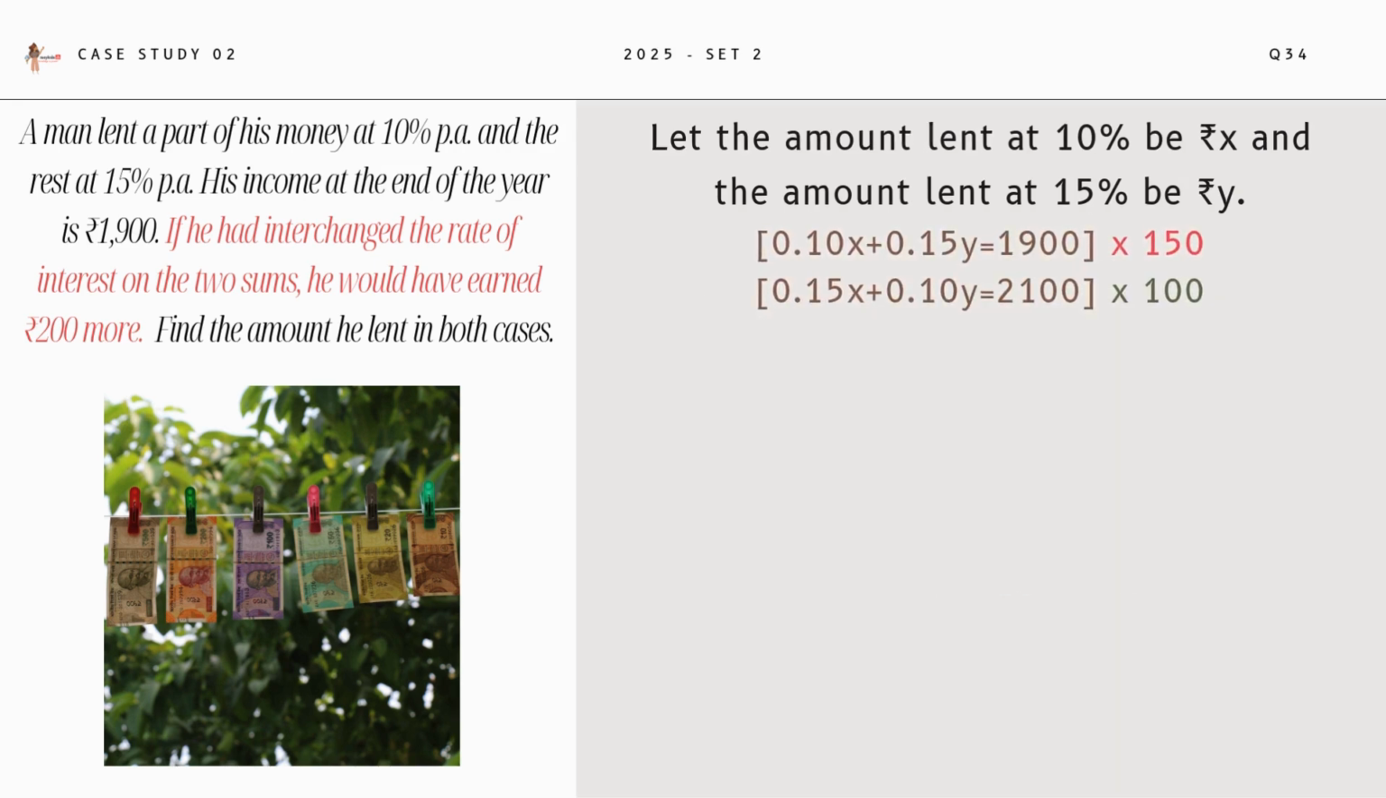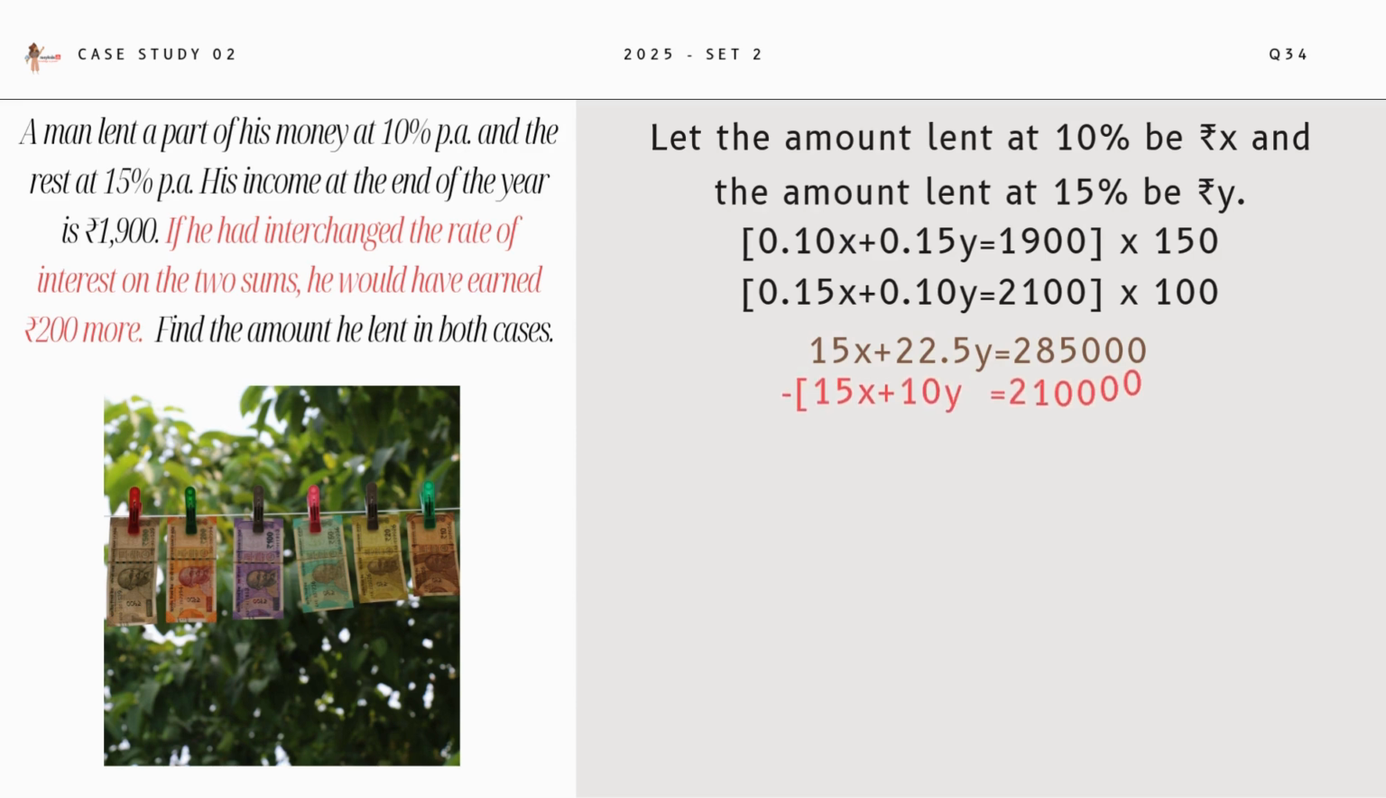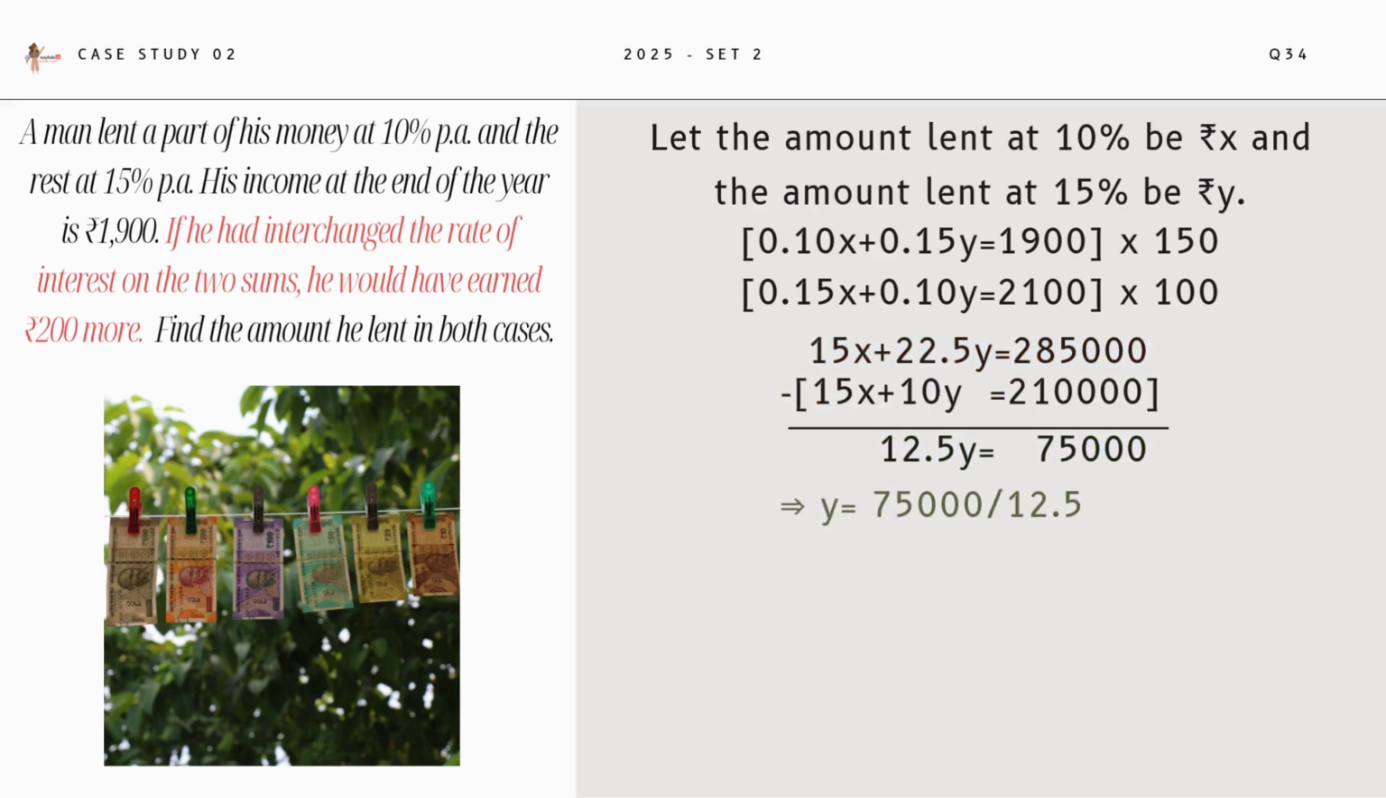Now multiplying equation 1 by 150 and equation 2 by 100. Why are we doing this? To make the coefficient of x the same in both the cases so that eventually we can subtract the two equations and thus eliminate x. So we get 12.5y equal to 75,000. Thus y is 6,000 rupees.